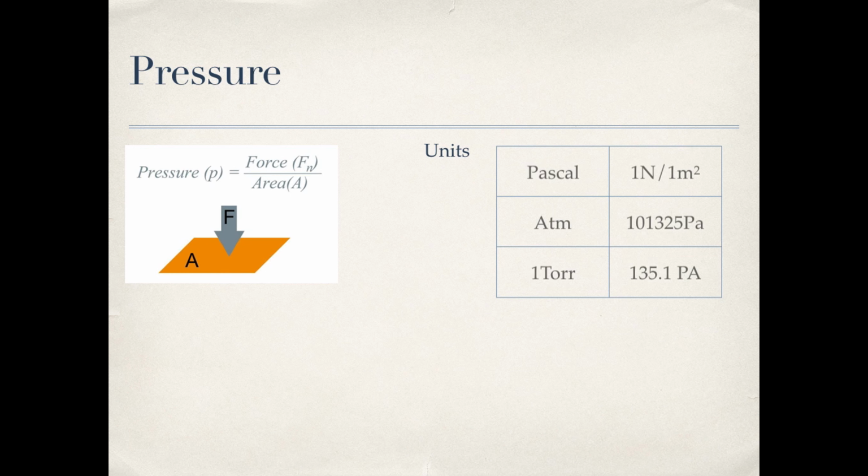So one Torricelli is 135 pascals, and that is the unit which is used in biological science, particularly when you use a pressure meter to measure the pressure of your blood. When you go to a doctor, then this number, 120 or something, is the number given in Torricellis. All right.